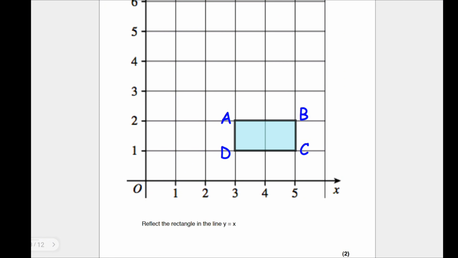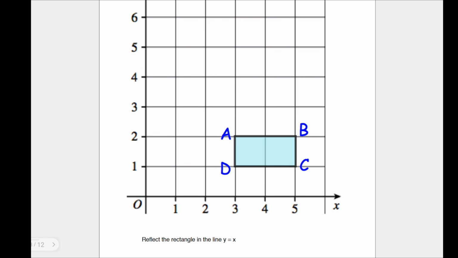Reflect the rectangle in the line y equals x. So pause this video for a moment and try to solve this by yourself. Alright, welcome back. The line y equals x simply means when x is 0, y is 0. When x is 1, y is 1. When x is 2, y is 2, and so on like that. So that will be this line right here. So that is the line y equals x.